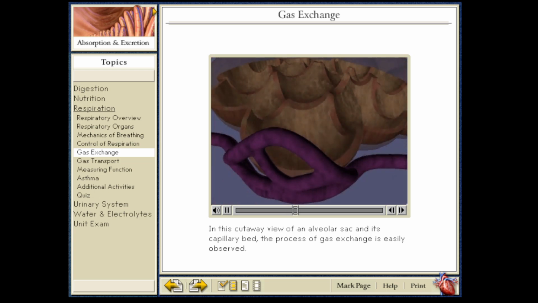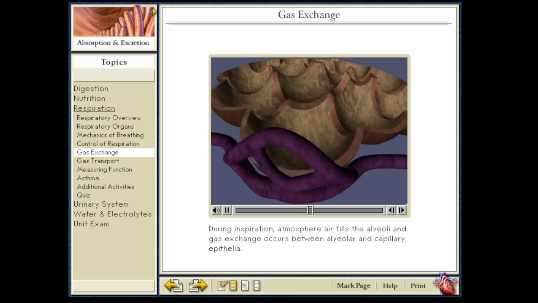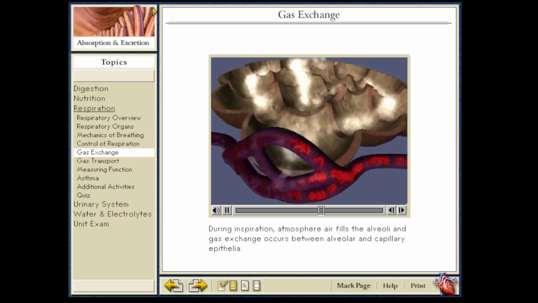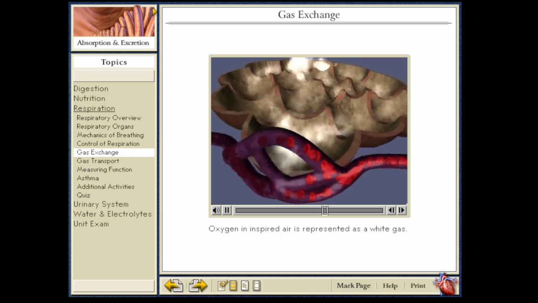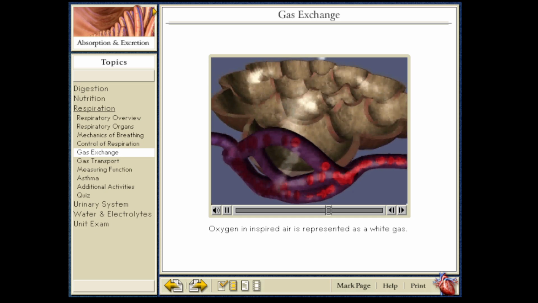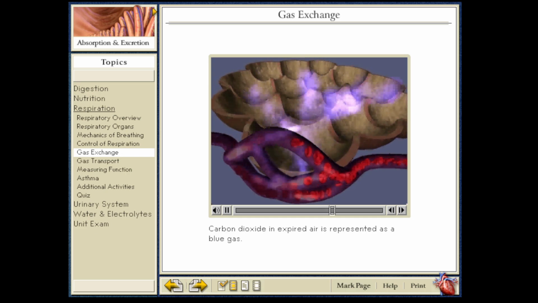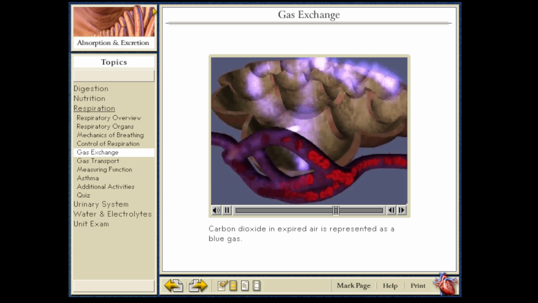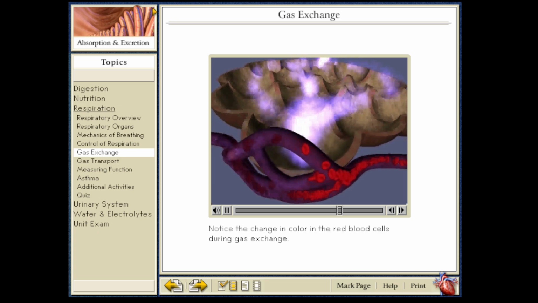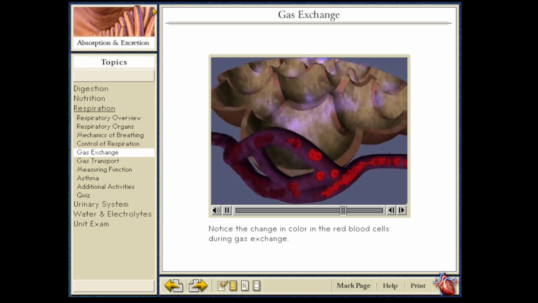In this cutaway view of an alveolar sac and its capillary bed, the process of gas exchange is easily observed. During inspiration, atmospheric air fills the alveoli and gas exchange occurs between the alveolar and capillary epithelia. Oxygen in inspired air is represented as a white gas. Carbon dioxide in expired air is represented as a blue gas. Notice the changing color in the red blood cells during gas exchange.